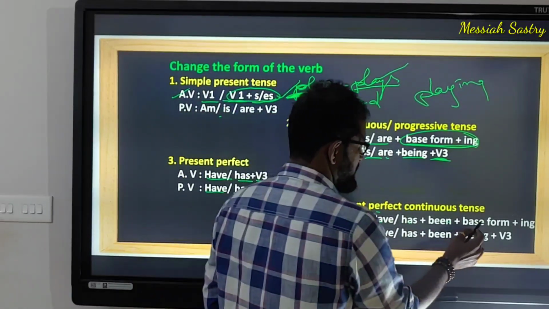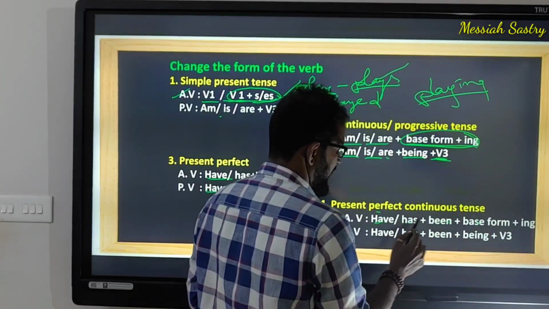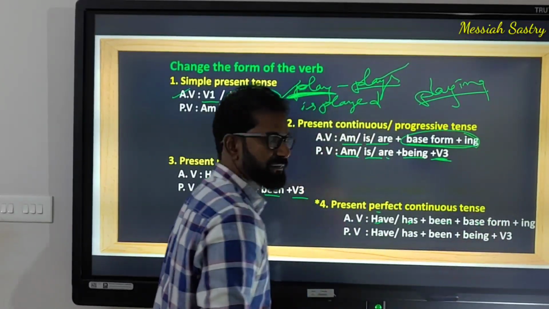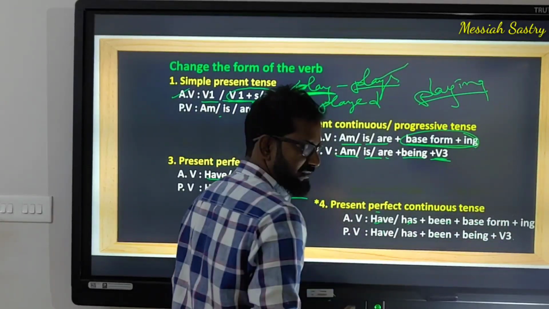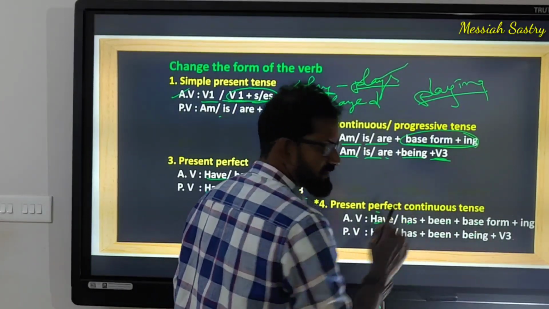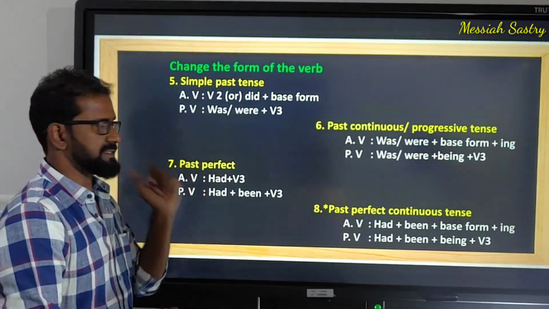Have, has plus been plus base form of ing. Base form of ing means playing. Have been playing, has been playing. Passive form: have been being played, has been being played. These are present. Let's move to the past now.